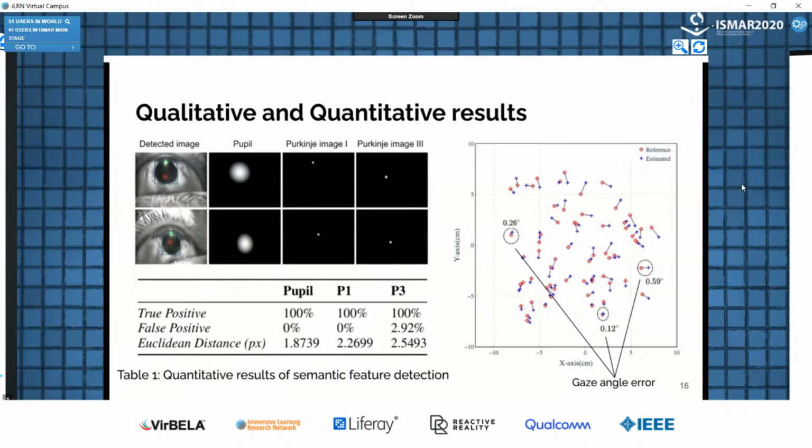We also evaluate the ground truth target position and estimated gaze position at the middle depths. We transfer the output 3D vector to 2D gaze angle and compute the angle error. Our eye tracker estimates gaze with an error of only about 0.37 on average.